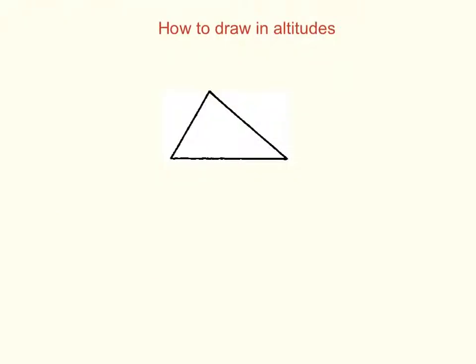Okay, an altitude is how tall a triangle is. So in this triangle, there's the ground, here's the highest point, there's the altitude. Notice that it's perpendicular, because when you measure height, it's a perpendicular distance.